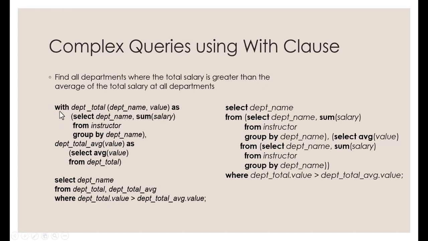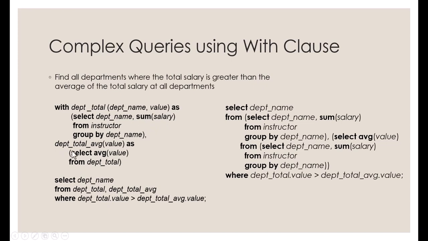So we're defining this temporary relation to be called department_total, and it has two attributes: department name and value. And then this is the actual definition of the relation. We want to select department name, comma, sum of the salary from the instructor table grouped by department name. So this subquery will return all the department names and the sum of all the instructors' salaries who work there.